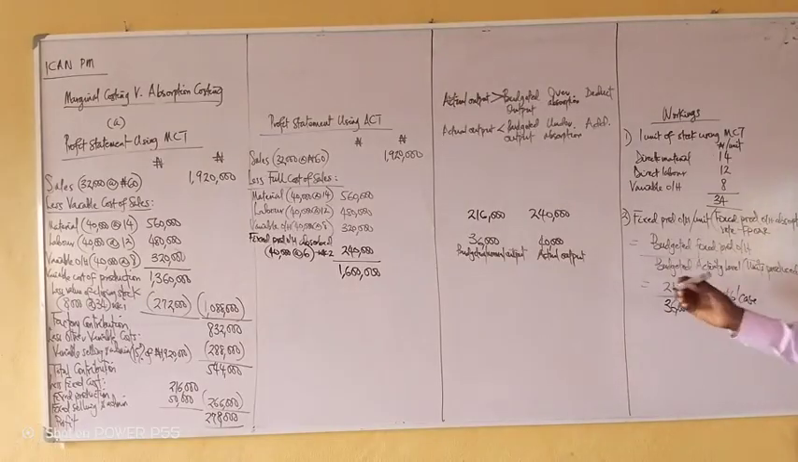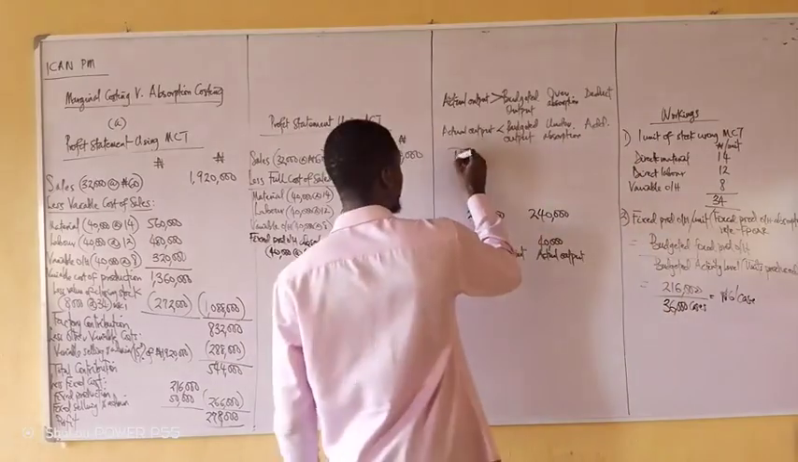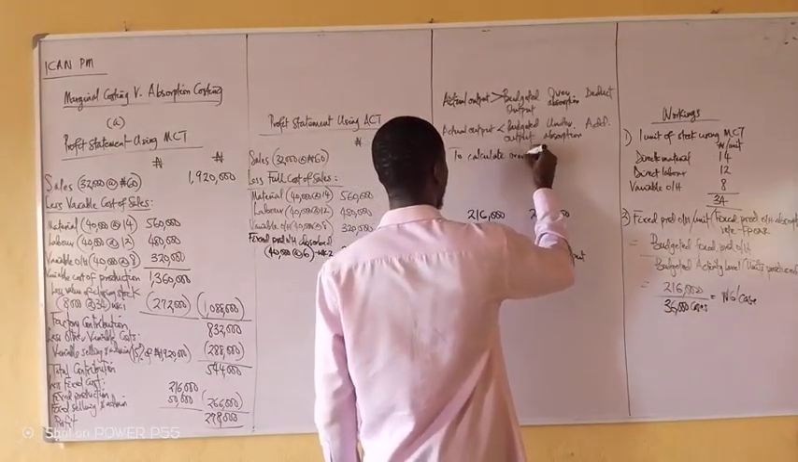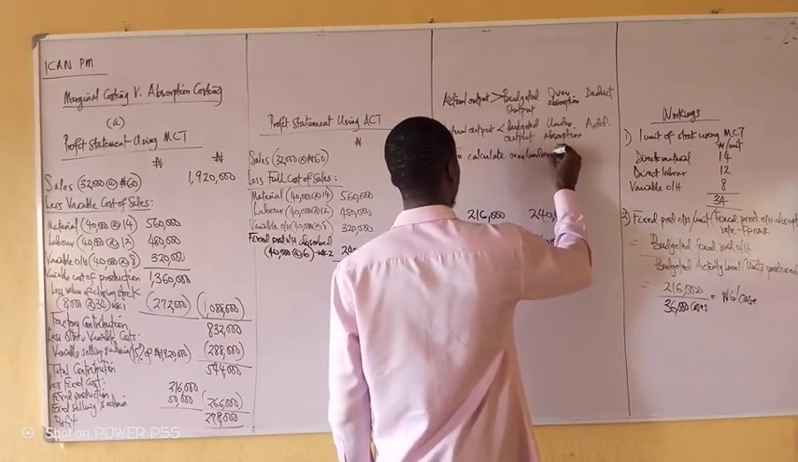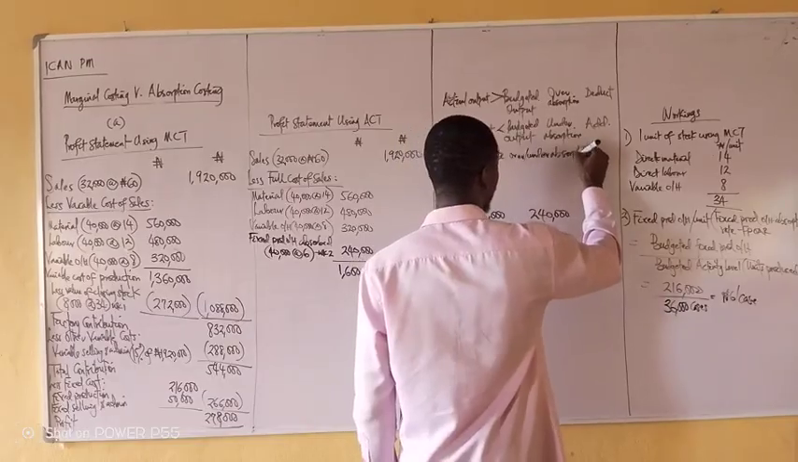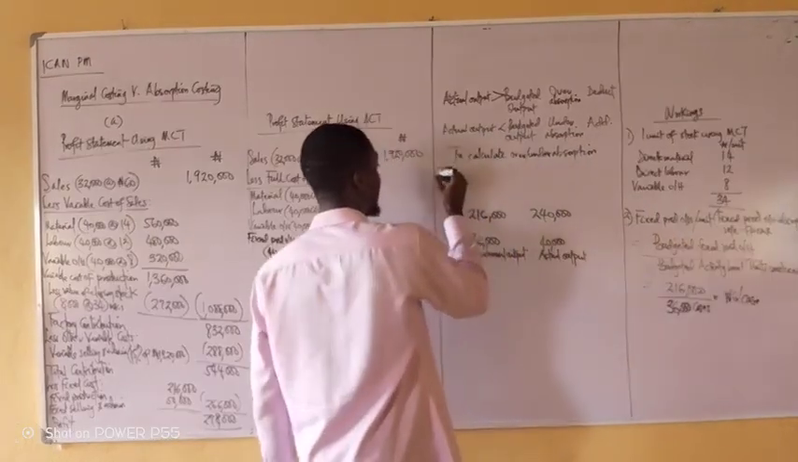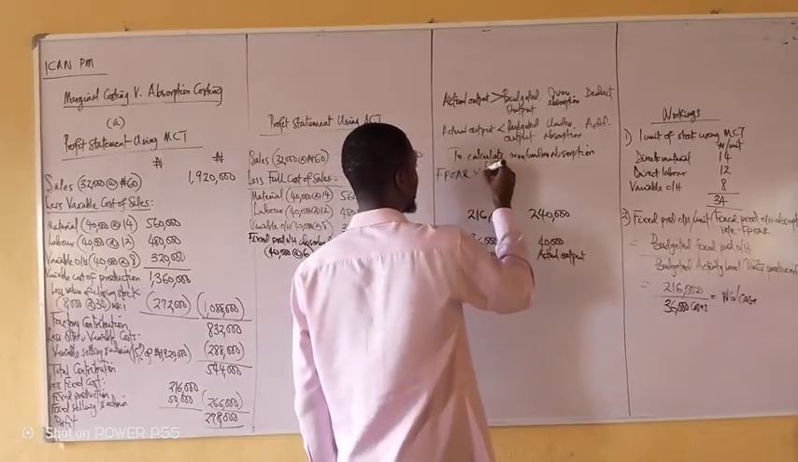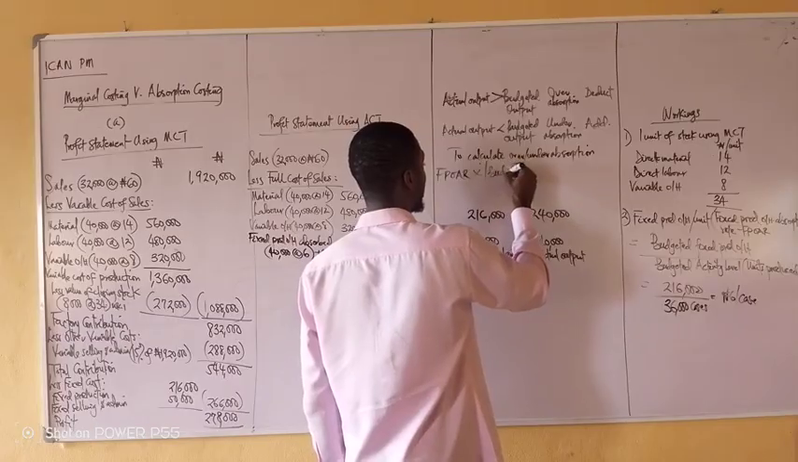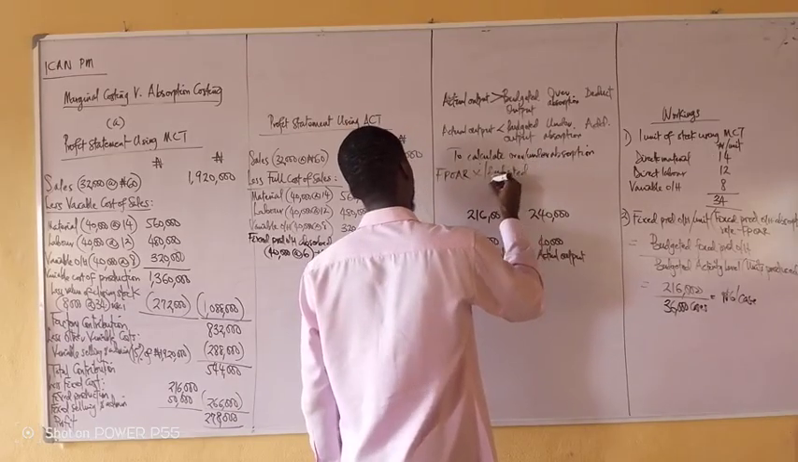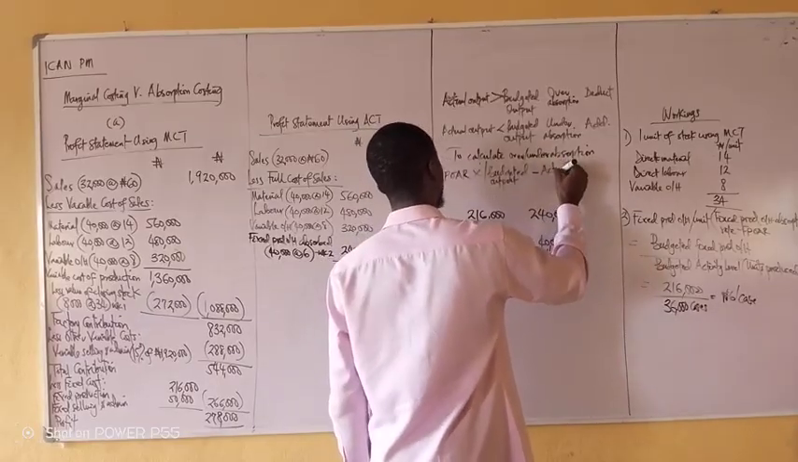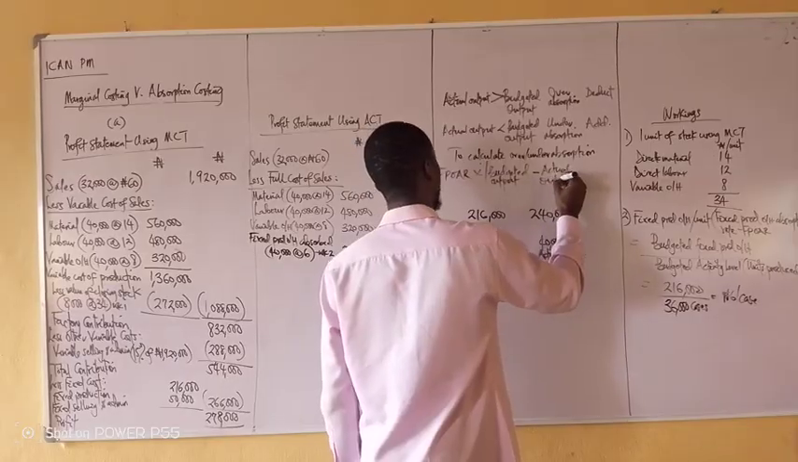And to calculate over or under absorption, simply FPOAR times budgeted output minus actual output.